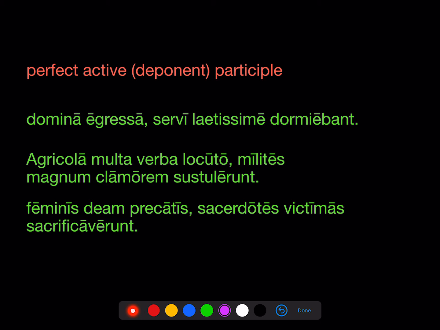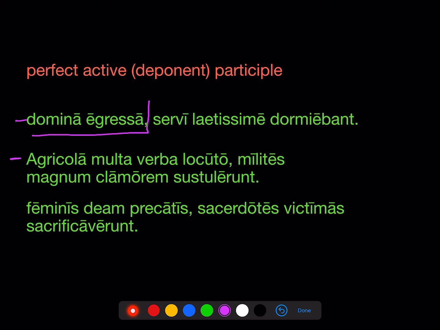Finally, let's look at some examples with the perfect active or deponent participle. So these we're going to translate with the blank having blanked. So first, domina egressa servi laetissime dormiebant. With the mistress having left, there's our ablative absolute, the slaves very happily were sleeping.